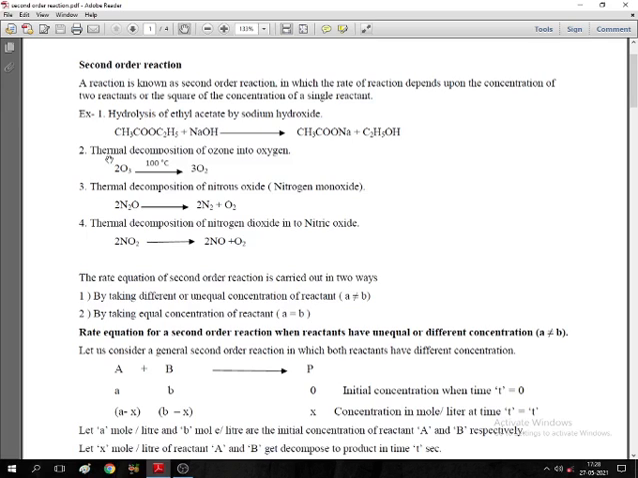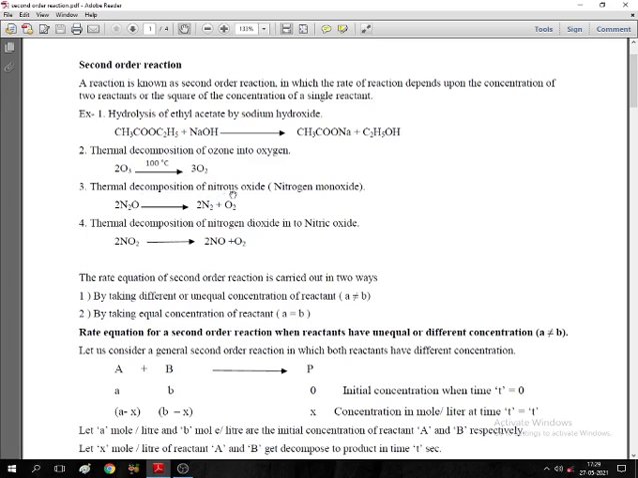Now the second example is the thermal decomposition of ozone into oxygen. The ozone gets converted into oxygen. Here two molecules of ozone are involved in this reaction. That means the rate of reaction depends upon the square of the concentration of ozone. That's why it is a second order reaction.